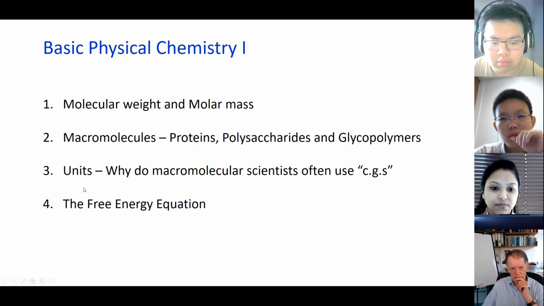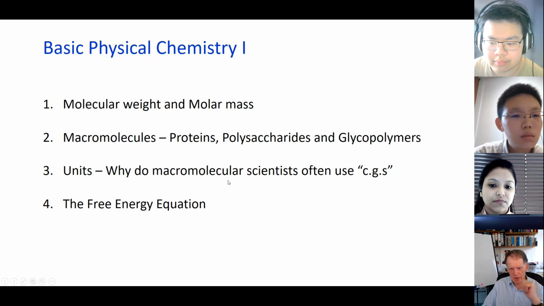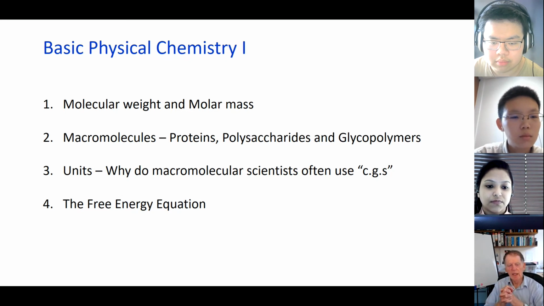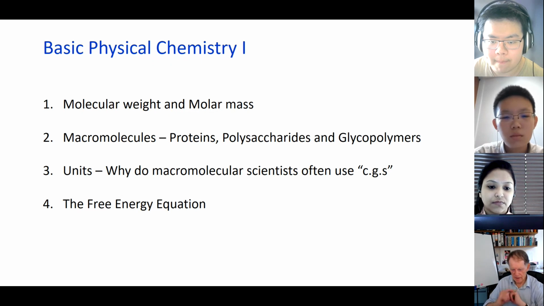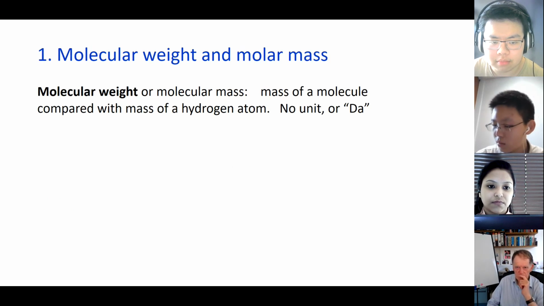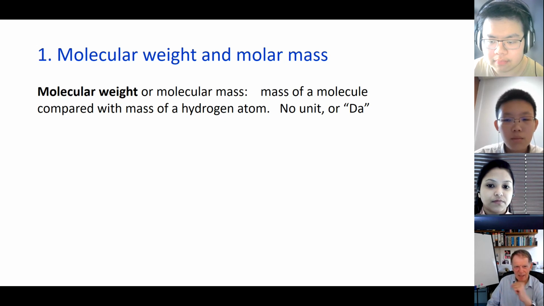Glycopolymers are molecules which have sugar conjugated to them, and nucleic acids fall under that category. Then we're going to look at units and ask ourselves why people working on macromolecules, large molecules, often use what's called the CGS system, centimeter gram second, which is not the same as the SI system, which is kilograms meters seconds. And then the free energy equation. And then we'll look at macromolecular shape. So that's the plan for this morning.